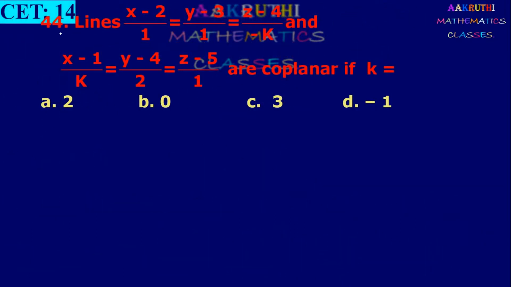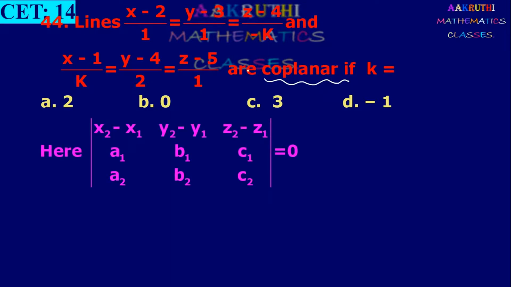So next question, question number 44, and it is from CET 2014. The lines (x minus 2) by 1 equal to (y minus 3) by 1 equal to (z minus 4) by minus k, and (x minus 1) by k equal to (y minus 4) by 2 equal to (z minus 5) by 1 are coplanar if k equal to. So here it is given two lines are coplanar and you have to find the value of k.